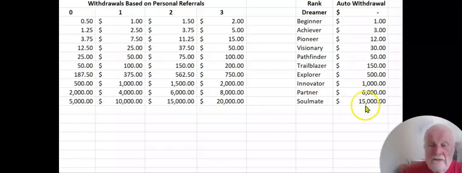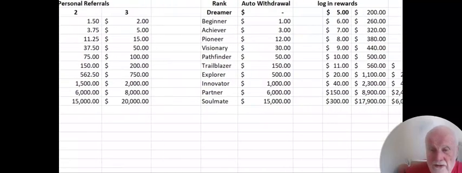Now, when you're withdrawing $15,000 a month from your Sharehope Trust Fund, it can very quickly run down a trust fund, even if you've built it up to $100,000. So what we do is we say, okay, your login rewards, instead of being $5, when you're down at this level, you're going to get $300 a day instead of $5 a day. And you can see how that increases with all these levels.